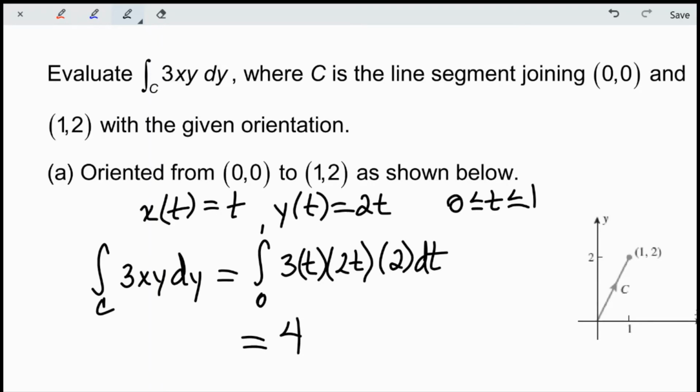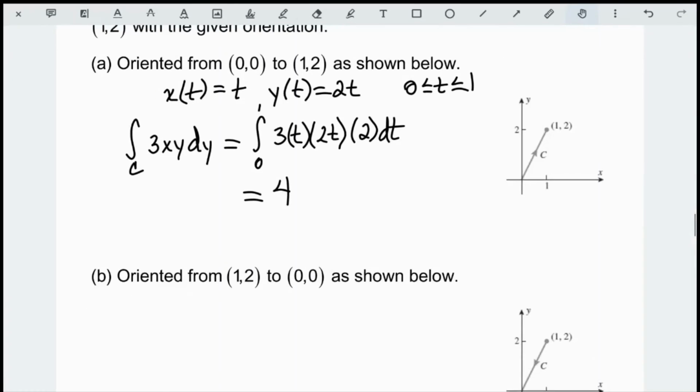Again, if I were thinking about what's happening here, I'm integrating in the y direction this time, so the direction is going to matter. And that's what I want to show you here, that there is a difference this time. Look at part B. It says this time we're going to orient from (1, 2) to (0, 0). So we're going the opposite direction along the curve this time.